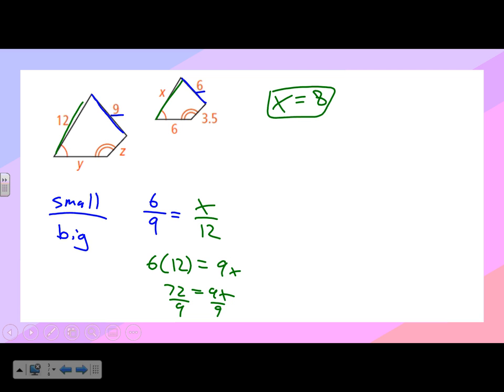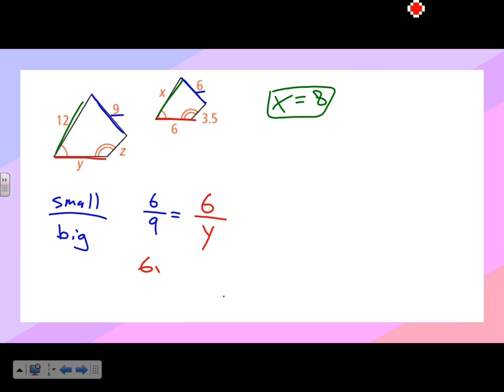So we can do that same thing now and solve for y. For y, this is y and this is 6, so the small one goes on top, the 6 goes on top, then y. So we end up with 6y is equal to 9 times 6, which is 54. Divide both sides by 6, we get y is equal to 9.